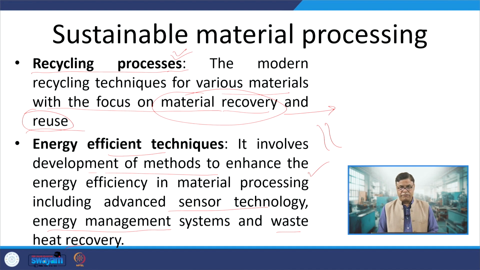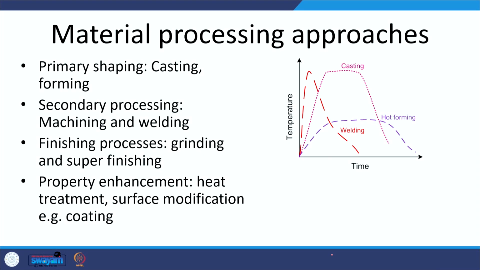the green manufacturing. Okay, as far as the conventional material processing is concerned, as we know, the primary shaping processes using casting and forming are among the most commonly used material processing routes for making goods. Secondary processing like finishing and welding, then the finishing processes like grinding and super finishing, and property enhancement processes like heat treatment and surface modification.